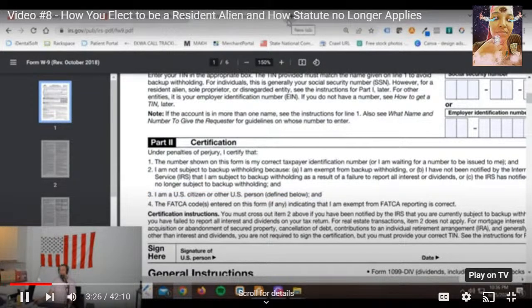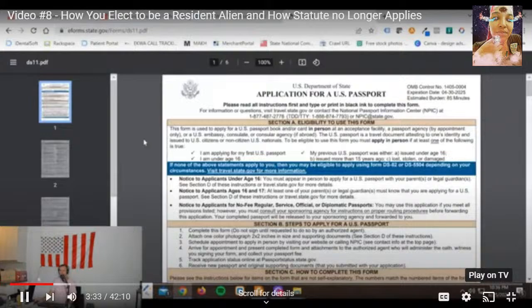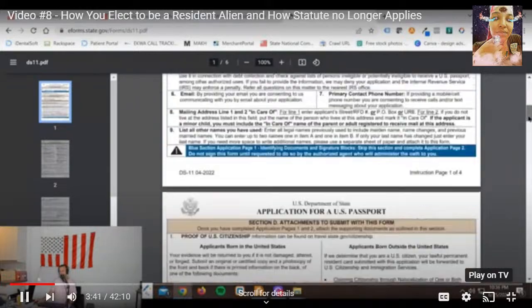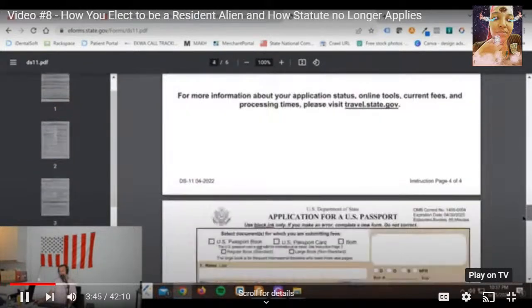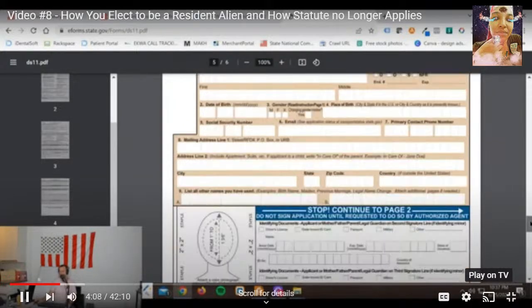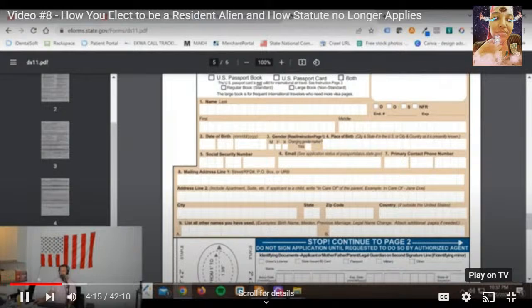Then we're not going to get into this quite yet, but this is the passport application DS-11 form. Oh my God, they changed it recently. Expiration date? What the hell? They added another gender spot. Interesting. Again, only men and women have rights. So M, F, and X are on here now. Good luck. That's all I got to say.